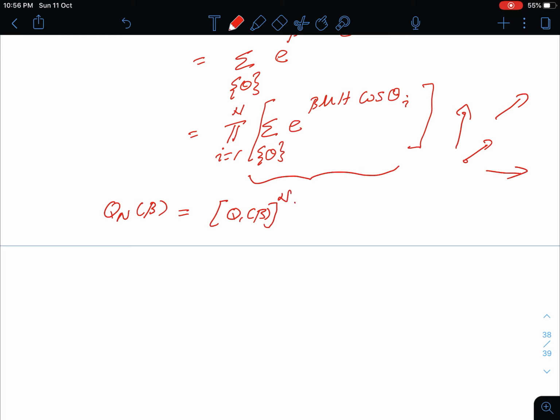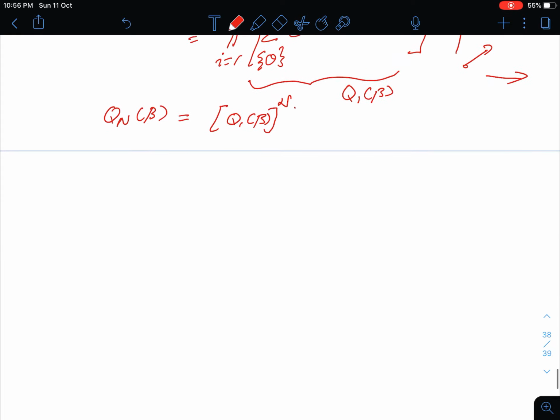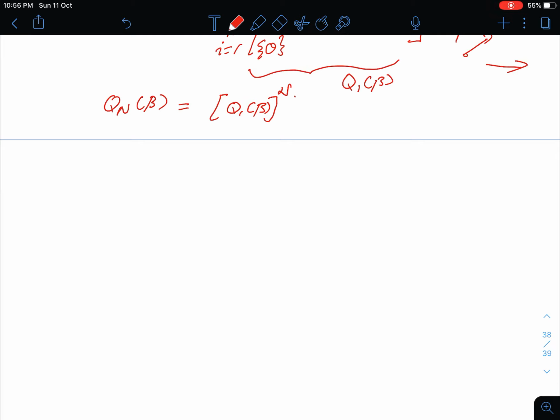Okay, as you know. Now Q1 of beta is this. Q1 of beta is in the square bracket. Clear? So let's say Q1 of beta is simply sigma theta e raised to beta mu h cos theta.